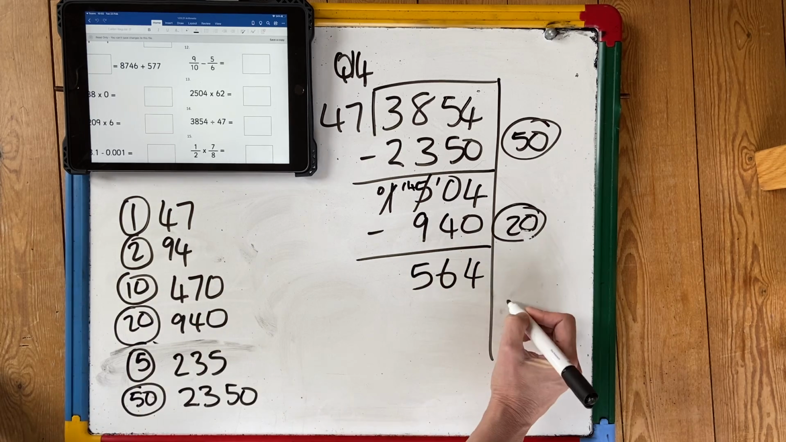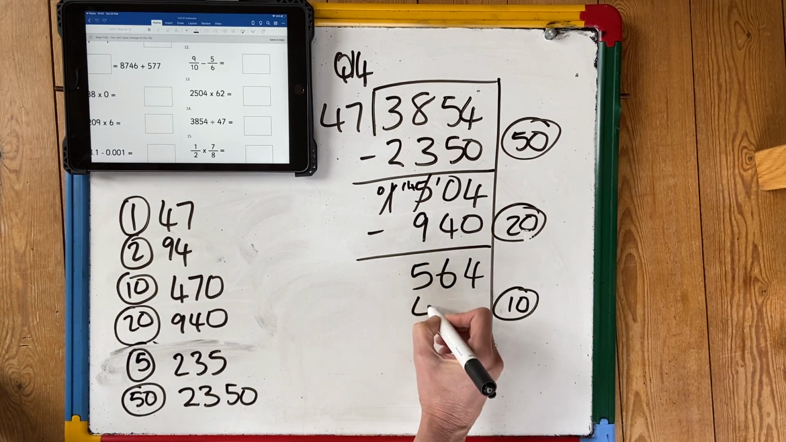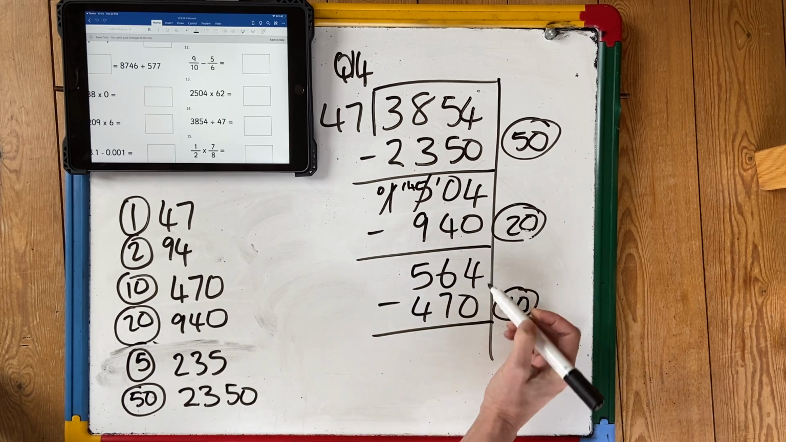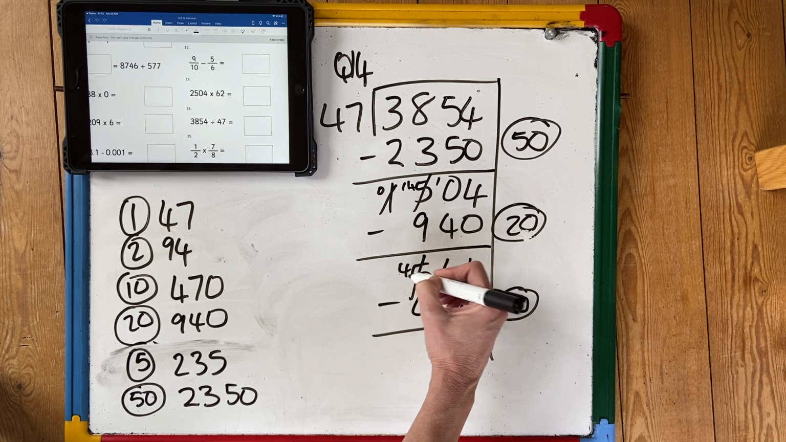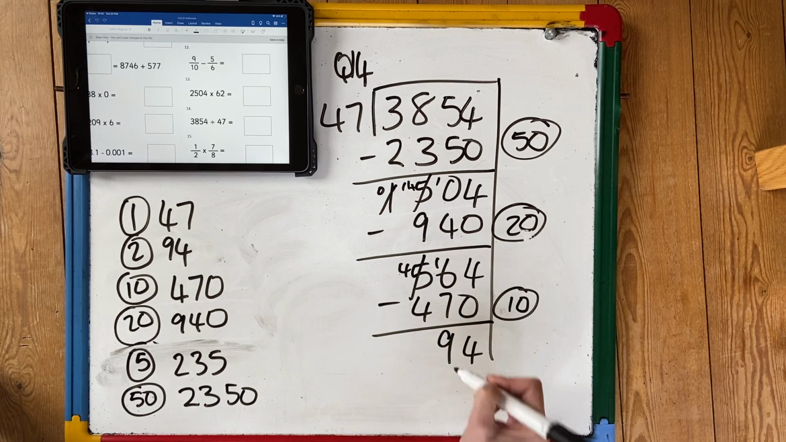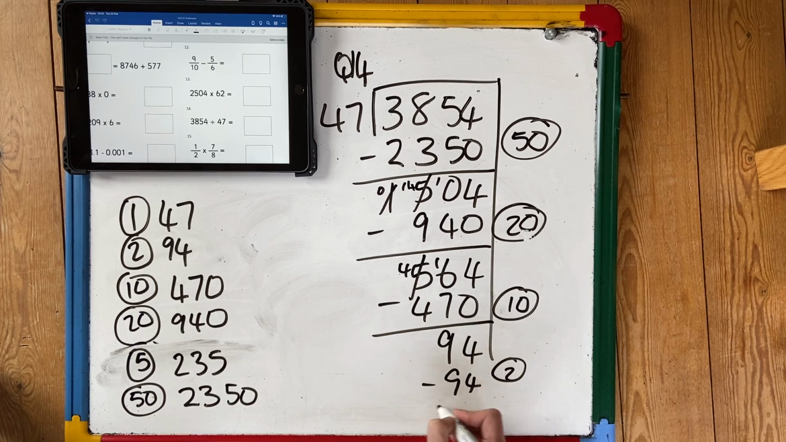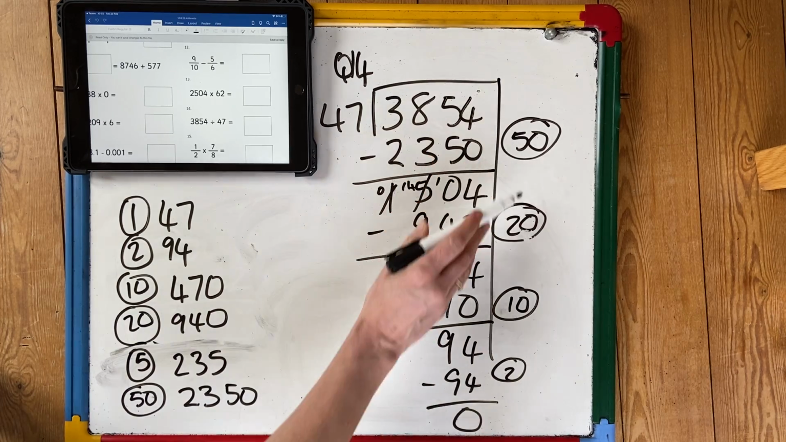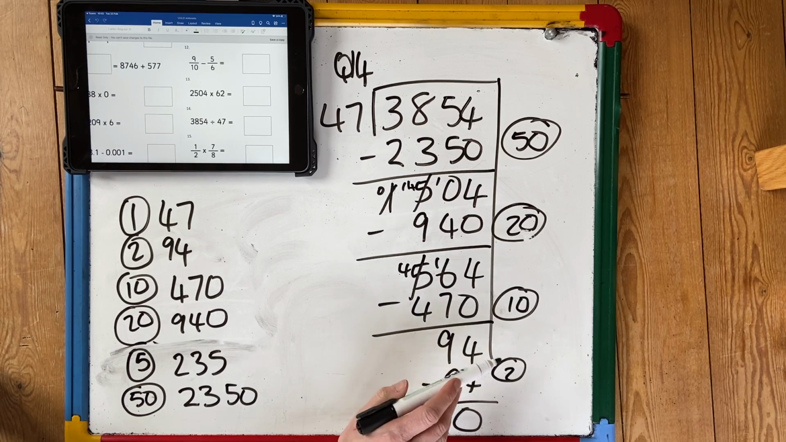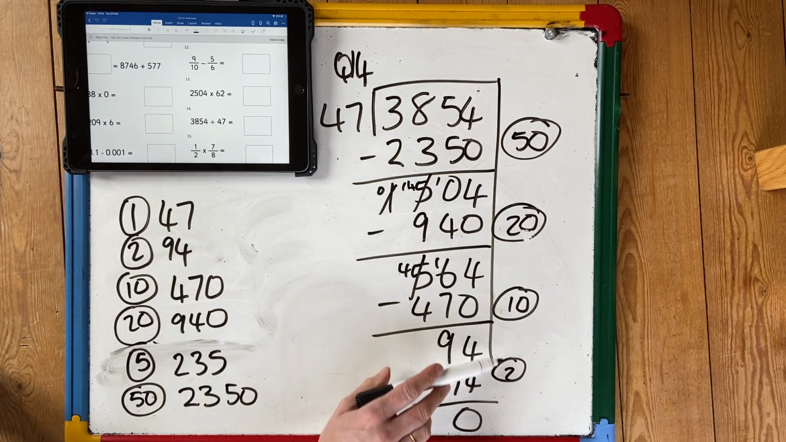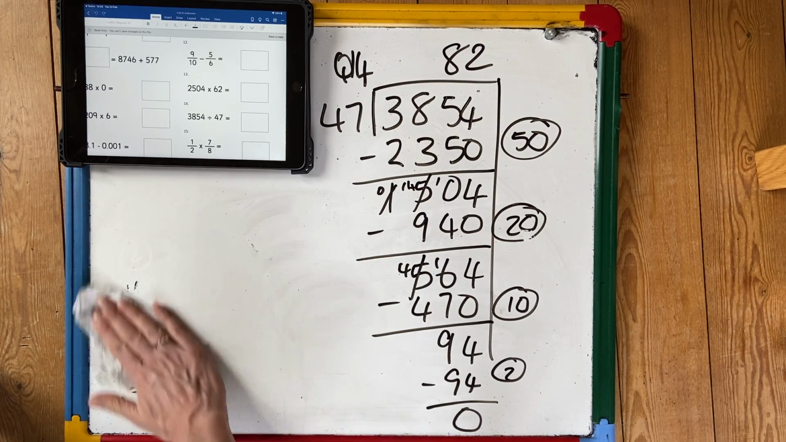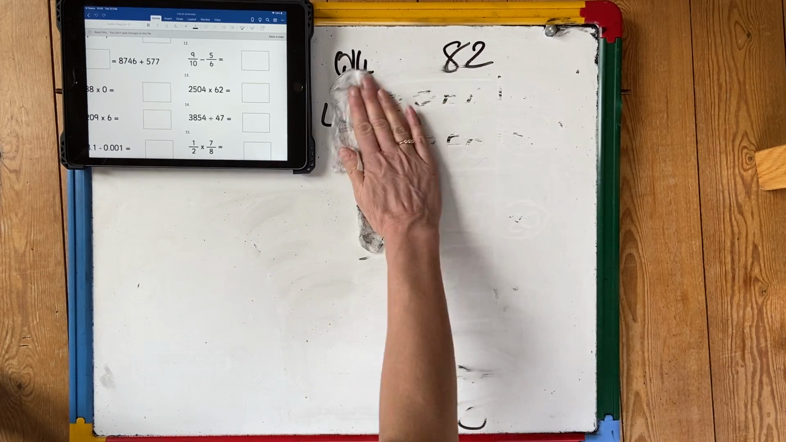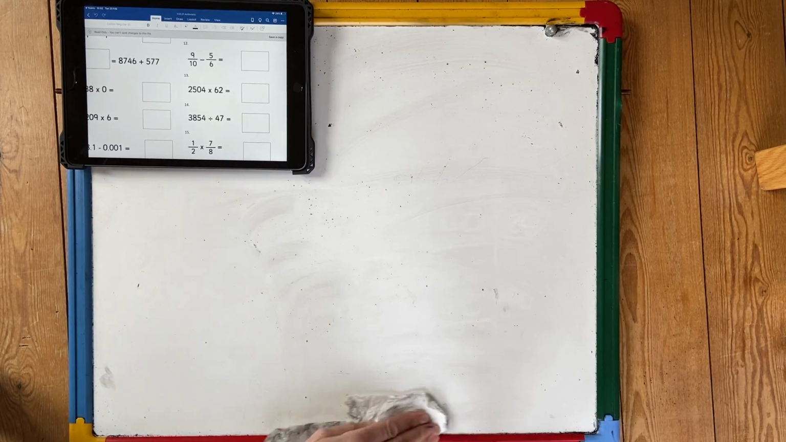Let's subtract 10 groups of 47. 4 subtract 0 is 4, 6 subtract 7 you can't do, so exchange. 16 subtract 7 is 9. Oh, that's handy. So 2 47s is 94 and you've got nothing left. So how many groups of 47 have we got? 50, 60, 70, 82. So the answer is 82. Nearly there.